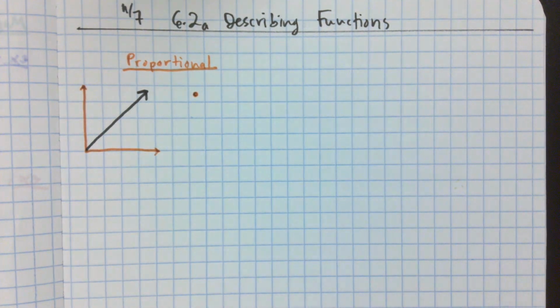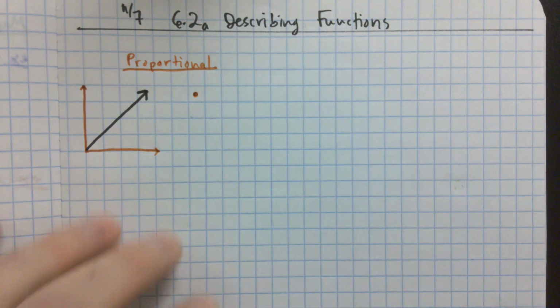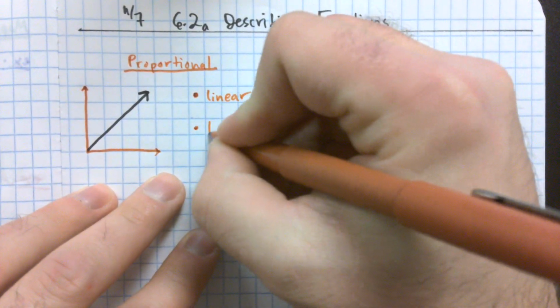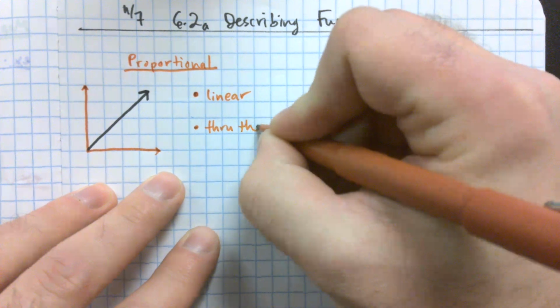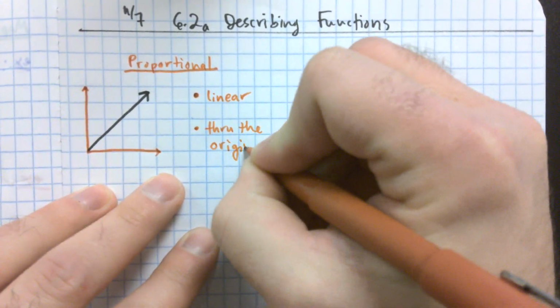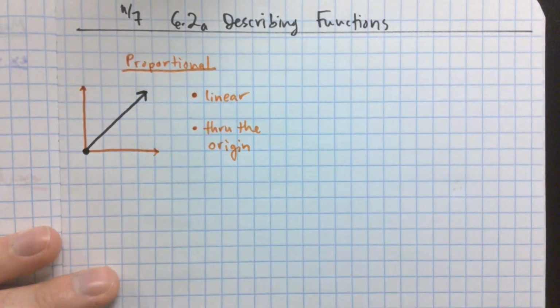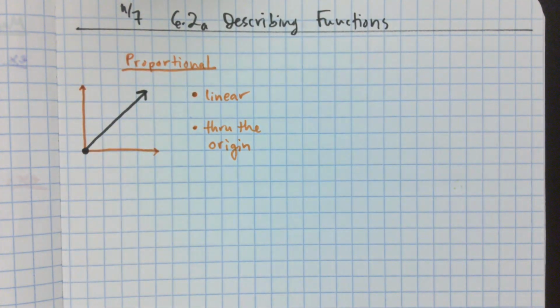Anyone remember the two conditions that need to be met in order for a line to be considered proportional? Yes, linear and goes through the origin. Great job. Linear through the origin. What does linear mean again? Straight. So if it's a straight line that goes through the origin, it's proportional. Nothing new there. Good little review.